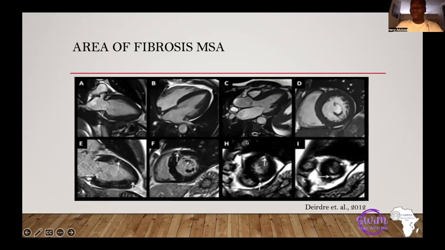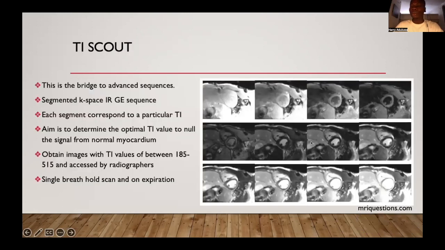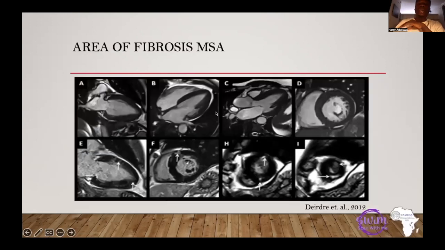Either way, if you have a very good TI Scout and a very good dark myocardium, and then you select the TI, when you run the scan, you can see areas of fibrosis in the scan. Look at these white patches here. These are areas of fibrosis in the scan. That helps the radiologist to see them.